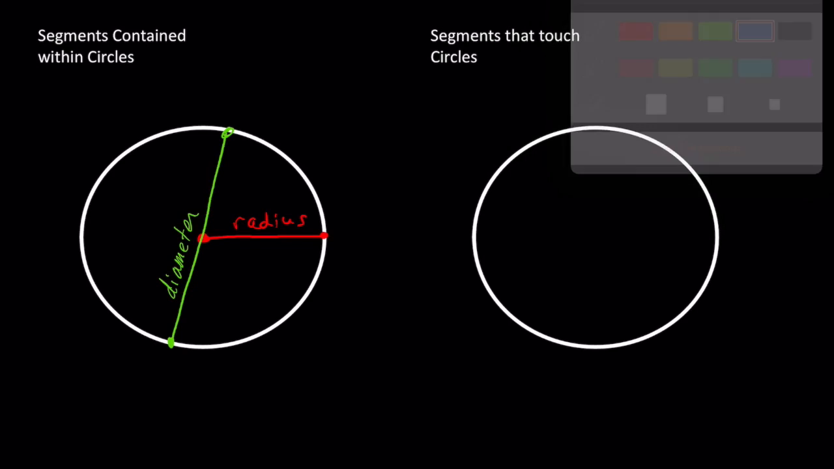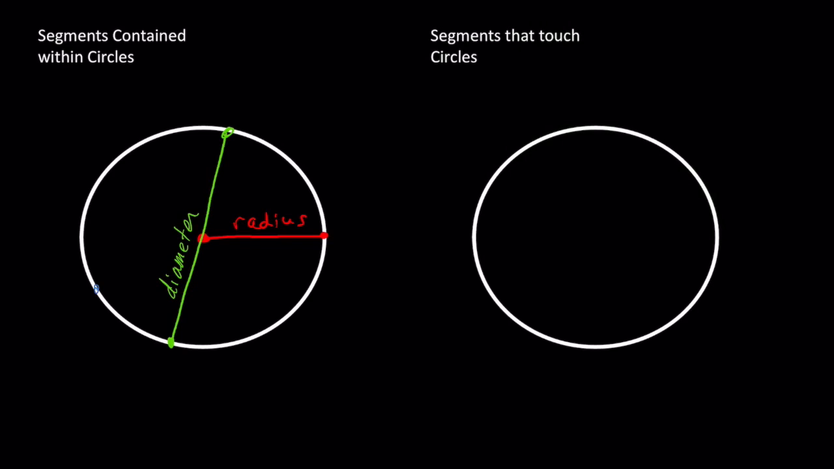If it doesn't go through the center, like this, going from one point to another point on the circle but not through the center, that is called a chord. So a chord goes from one point to another, but it does not go through the center.